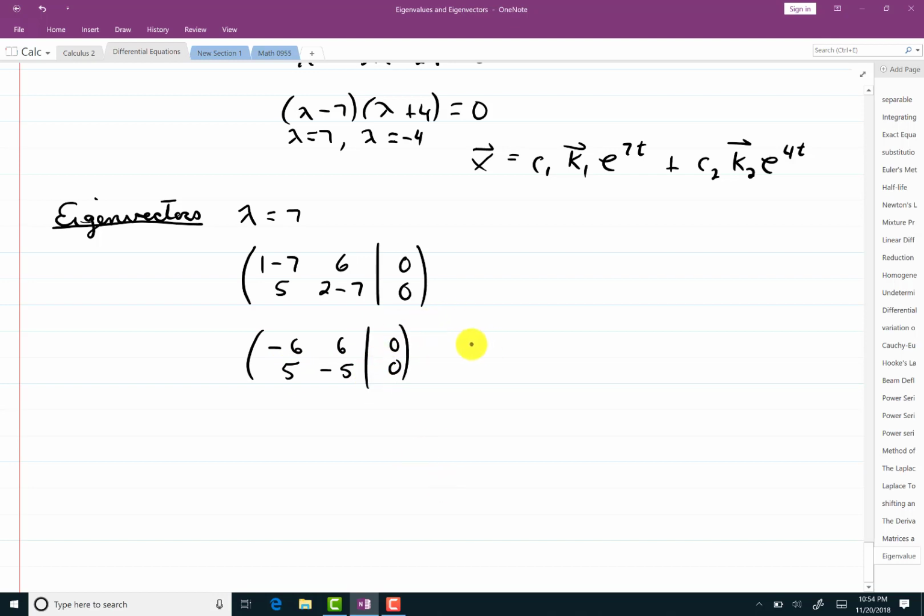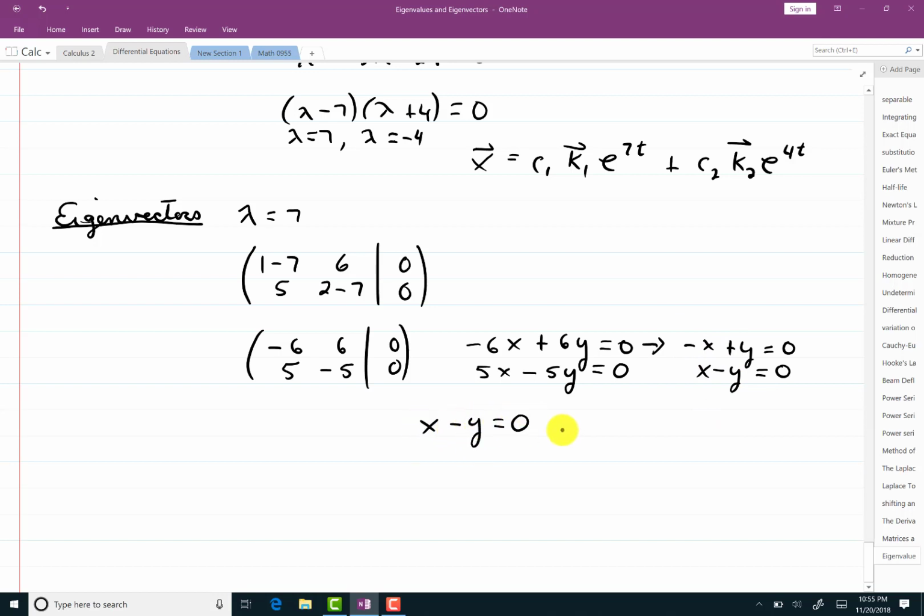Now recall that this is equivalent to the equations, and you can divide the first equation by 6 to get negative x plus y equals 0. You can divide the second equation by 5 to get x minus y equals 0. If you add these things together, they wipe each other out. So only one of these equations is useful to us. I think for myself, the second equation, well, they're equivalent, but I will use the second equation. I'll get x minus y equals 0, which is the same as x equals y.